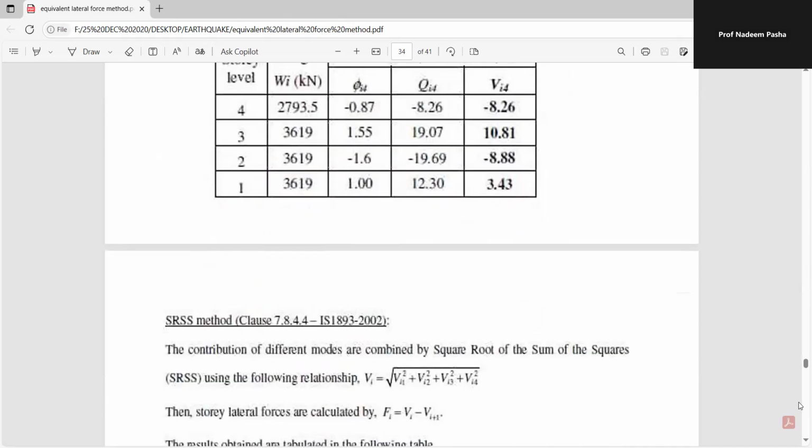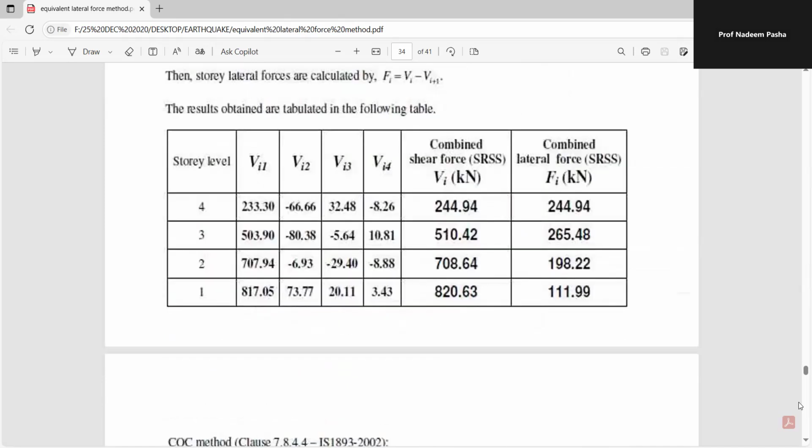Now, the SRSS method. The contributions of different modes are combined by the square root of the sum of squares using the following relation: Vi = square root of Vi1² + Vi2² + Vi3² + Vi4². Then storey lateral forces are calculated as Fi = Vi − Vi+1. So now if you see, storey levels are 1, 2, 3, 4, and Vi1, Vi2, Vi3, and Vi4. These are the combined shear forces, and this is the combined lateral force.